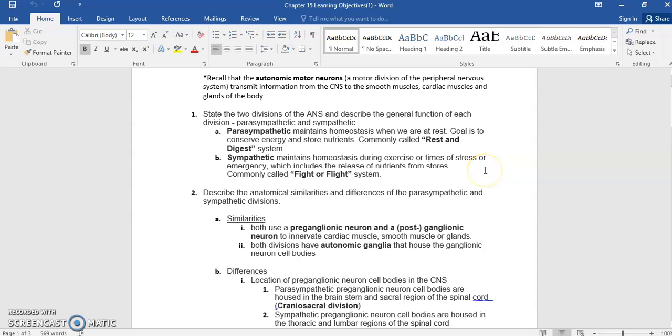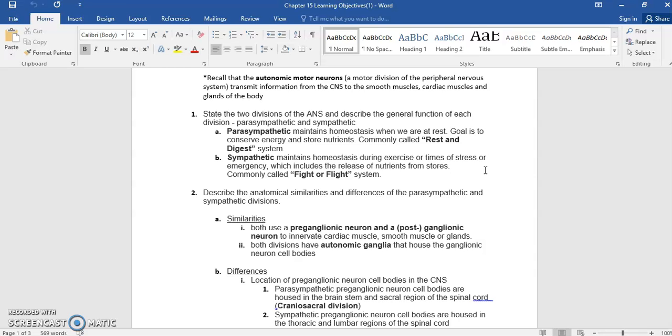The first objective is to understand that the autonomic nervous system has two divisions of its own, called the sympathetic and the parasympathetic. So those are the two divisions of the autonomic nervous system. That just means that some of the motor neurons taking signals to the cardiac muscles, smooth muscles, and glands are called sympathetic motor neurons, and some of those taking signals to those same tissues are called parasympathetic motor neurons.